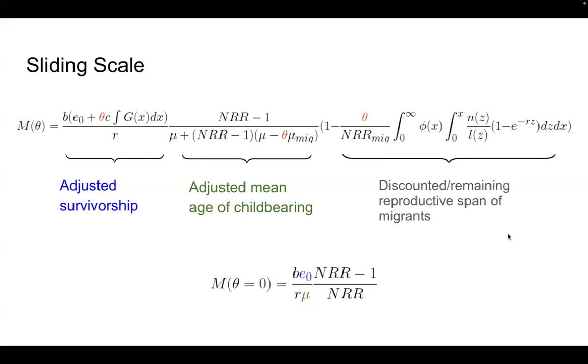And lastly, we have this other term, this really ugly double integral at the end here that totally drops out when theta is zero. How we're thinking about this is it's like the discounted or remaining reproductive span of migrants. We can see that we're summing over the net maternity function here and also something like the remaining reproductive span of migrants who are entering the population, depending on at what age they are entering. Again, it makes sense that when theta is zero, and we have the fertility case, everyone's arriving at age zero. So this term doesn't matter because everyone is going through the full reproductive span, right?